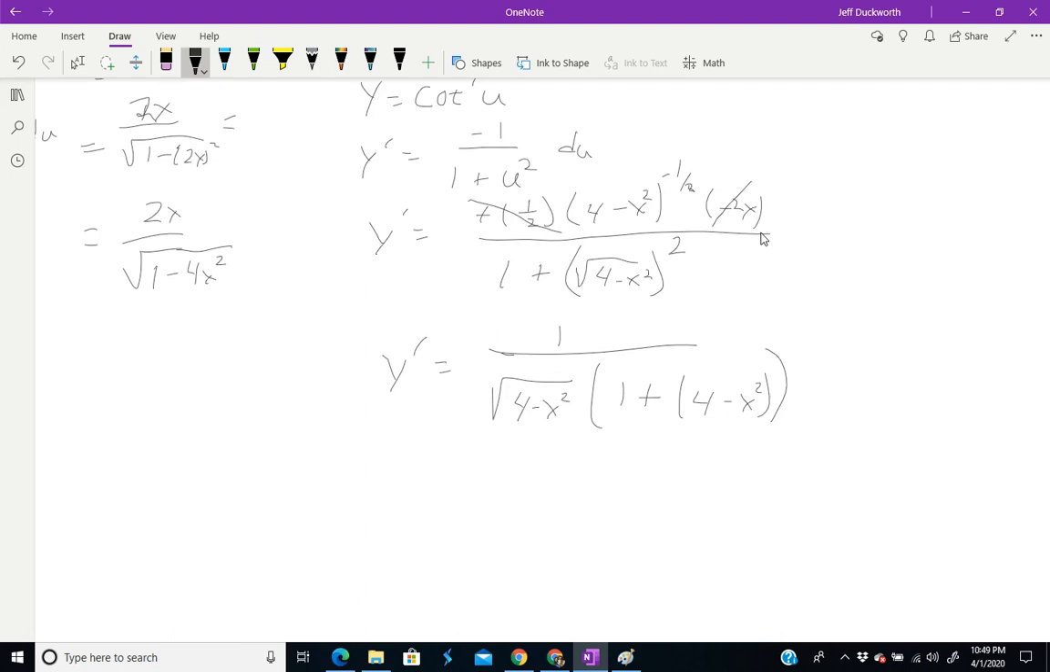And we can do a little cleanup there, and we'll end up with 1 over the square root of 4 minus x squared, times 1 plus 4 minus x squared. And then 1 plus 4 is 5, so 5 minus x squared. And that's a couple examples of how to do inverse trigonometric derivatives.